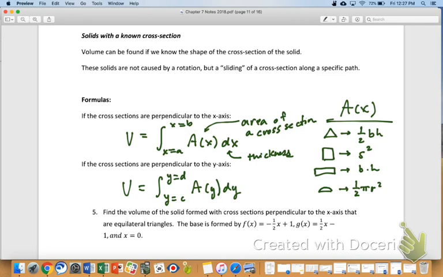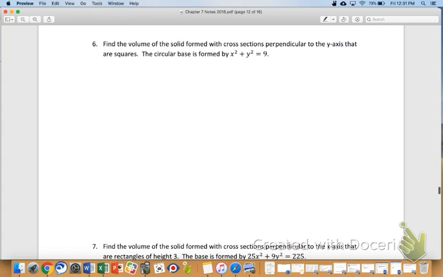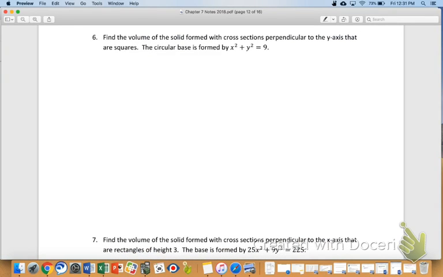Let's go back to that one, and let's see if we can figure out what the volume is right here. Number 6. Okay, it says, find the volume of the solid formed with cross sections perpendicular to the y-axis that are squares. Circular base, x squared plus y squared equals 9. And so what I'm going to do is sketch out the base. I'm not going to get too hung up on trying to draw this shape out. Some of these are pretty tough to draw out. I will do my best with this.